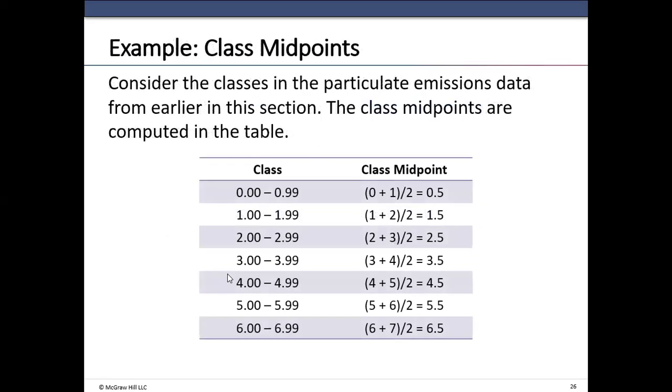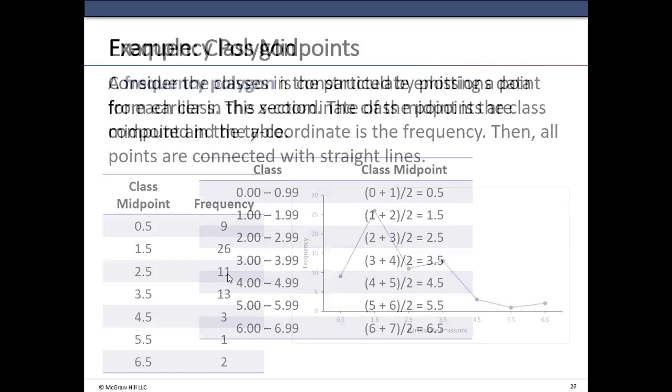So for example, the class midpoint of the first class in this table is 0 plus 1 divided by 2, which is 0.5. It is not 0 plus 0.99 divided by 2. It is the lower class limit of the first class, which is 0, plus the lower class limit of the second class, which is 1. 0 plus 1 is 1, divided by 2 is 0.5, and so forth.